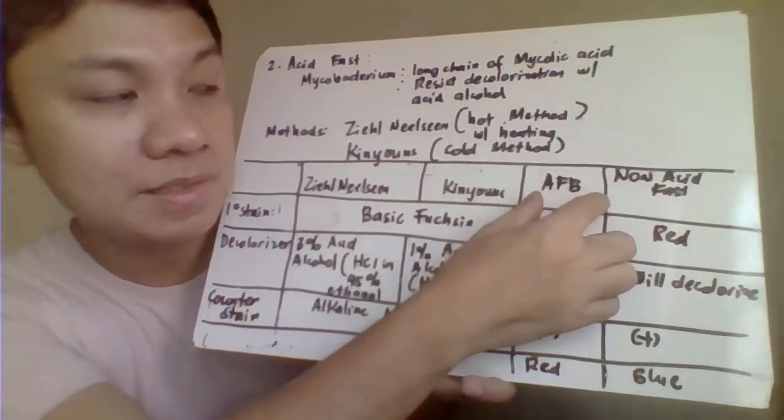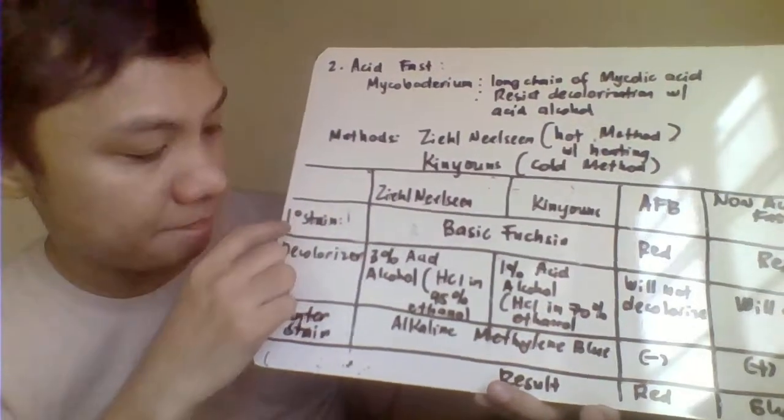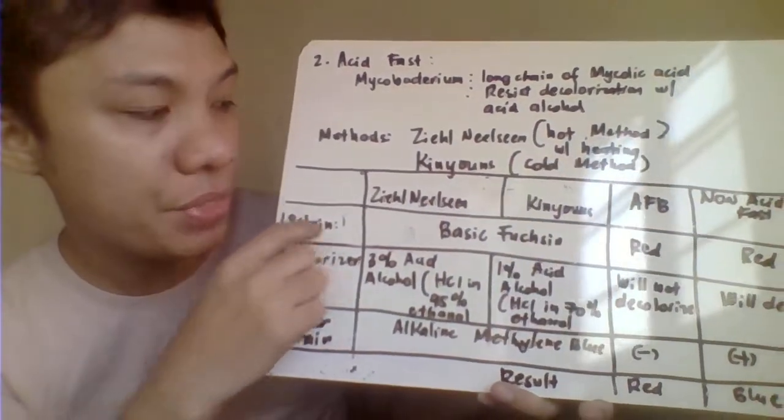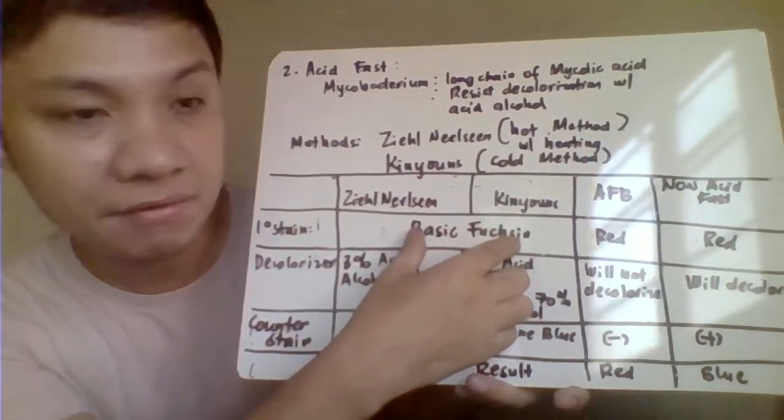results with the acid-fast bacilli versus your non-acid-fast bacilli. Okay, the primary stain for both your Ziehl-Neelsen and Kinyoun is basic fuchsin.